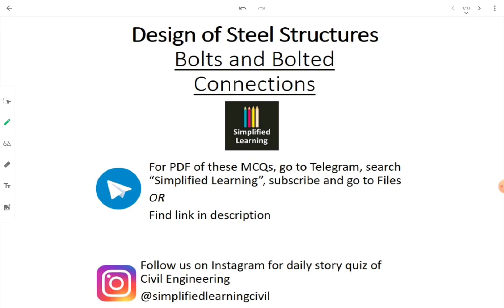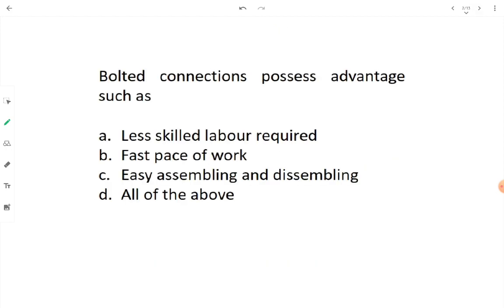Okay, let's go to question number 1 then. Bolted connection possess advantage such as, advantage or advantages, it may be one or more. Less skilled labor required, yes, it is easy to install. Fast pace of work, even less labor is required, less skilled labor is required, and the progress of work in case of bolted connection is fast.